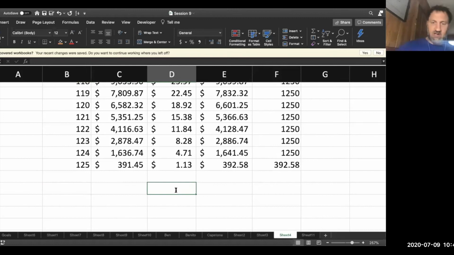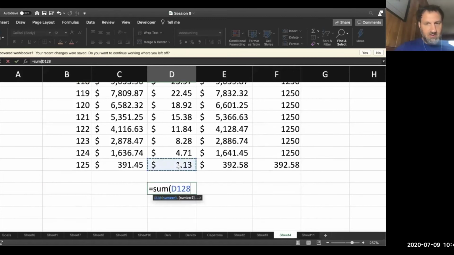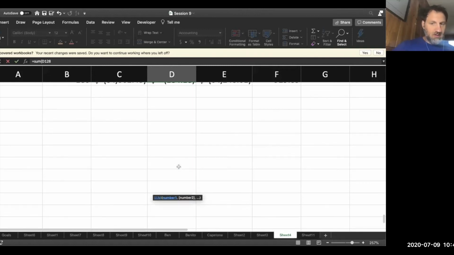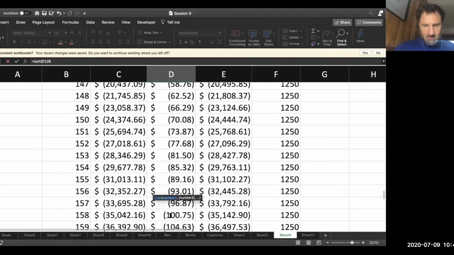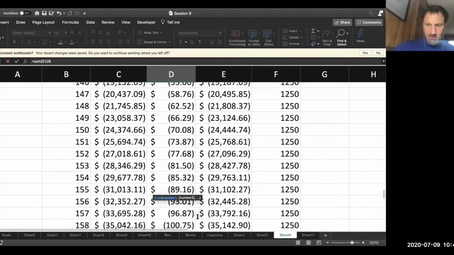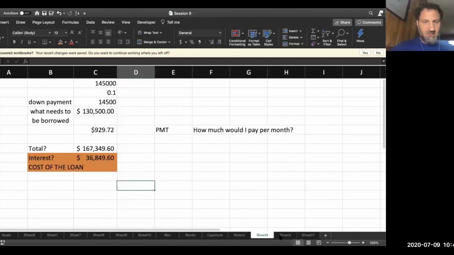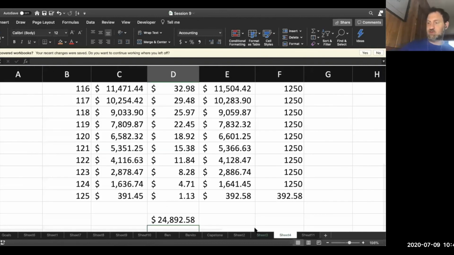And the other way is, if we look at the sum of all the finance charges, so this is D128, we need to start at D4. So D4 colon D128, that's $25,000 of interest. But compare that to how much we paid originally. How much have we saved ourselves? That was the cost of the loan originally, but with my higher payments, that's the cost of the loan. How much money did I save?